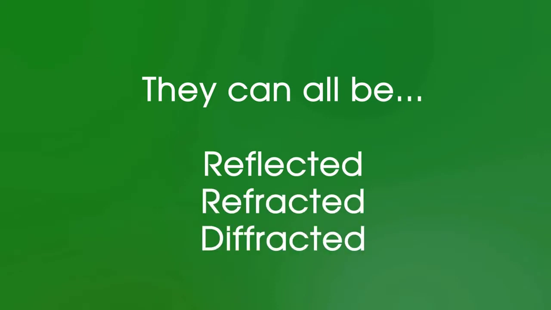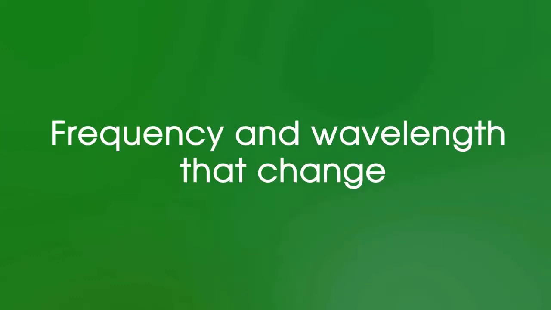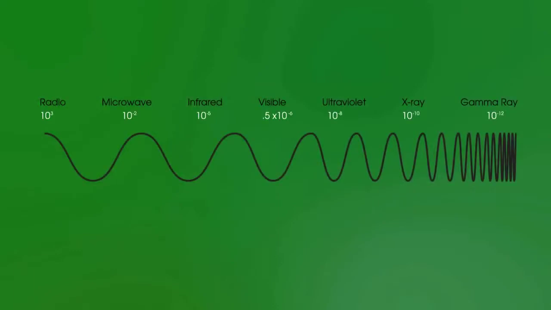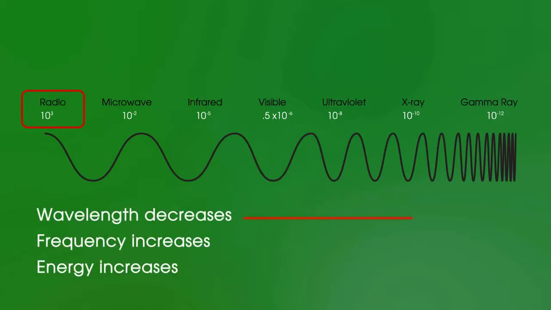So, how are the different parts different? Well, it's the frequency and the wavelength that change. So, here on the screen is the electromagnetic spectrum. We have radio waves on the left. They have the longest wavelength and the lowest frequency. And as we move from left to right, the wavelength decreases and the frequency increases. Also, the energy the wave carries increases as well.